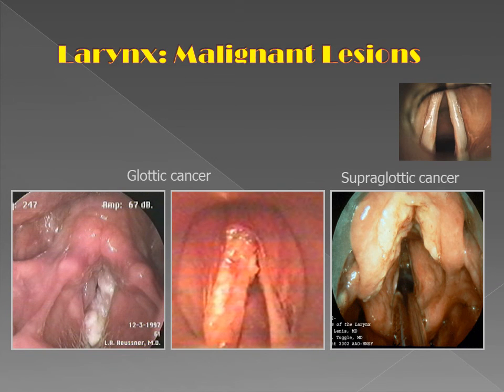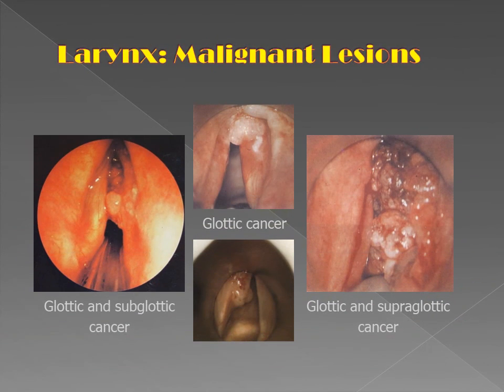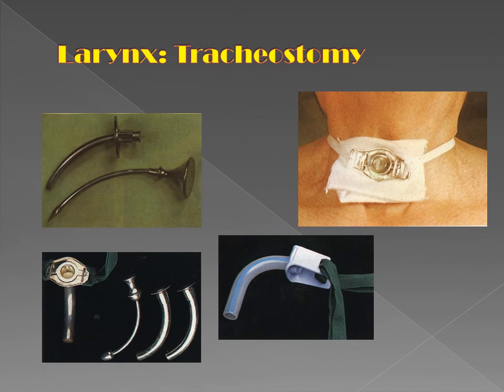These are some diagrams of malignant lesions, either glottic, supraglottic, or subglottic. Diagrams for different malignant lesions. Well, in case of respiratory obstruction, securing the airway is the most important. The tracheostomy procedure is done mostly surgically to secure the airway until planning what's next.